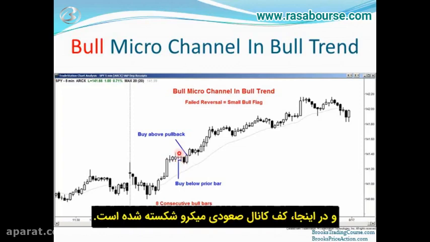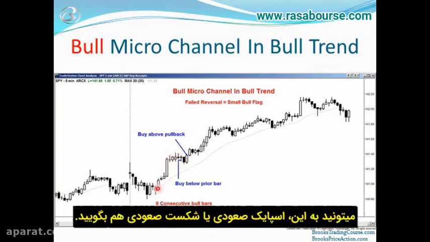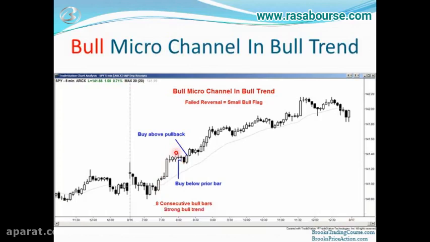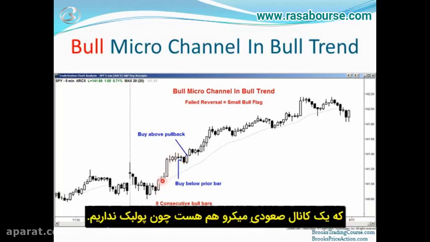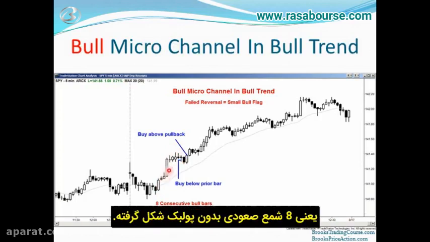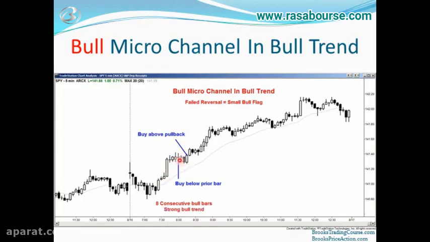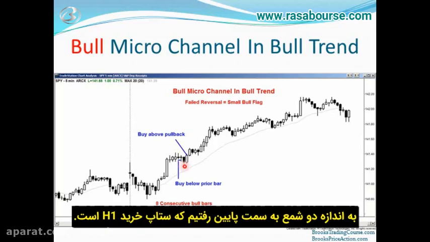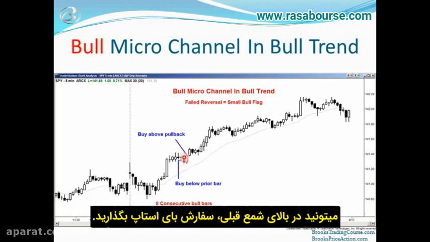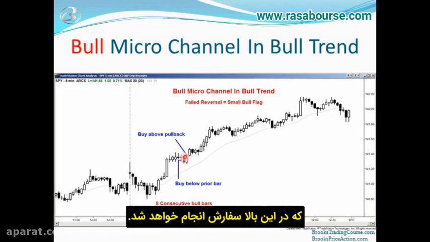And here we have a breakout below the bull microchannel. You can also call this a bull spike or a bull breakout. It's also a bull microchannel because there are no pullbacks. We have 8 bars without a pullback. So here we have the first pullback. We drop down for 2 bars. It's a high 1 buy setup. You can place a buy stop above the high of the prior bar, and you would have been filled up here. So it's a small bull flag.